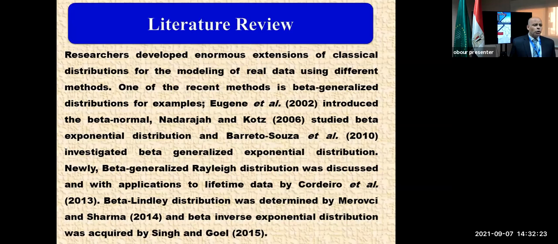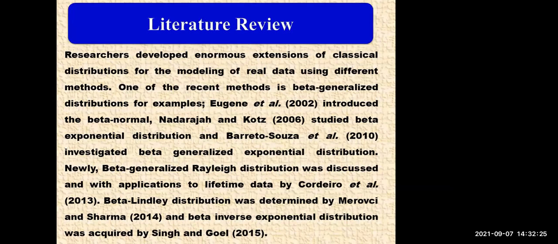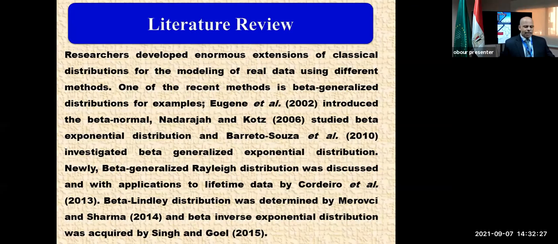Why do we want to generate new probability distributions other than the classical distributions? Researchers developed enormous extensions of classical distributions for the modeling of real data using different methods. One of the recent methods is beta generalized distributions. For example, Eugene et al. 2002 introduced the beta normal, and Nadarajah and Kotz 2006 studied the beta exponential, and so on.